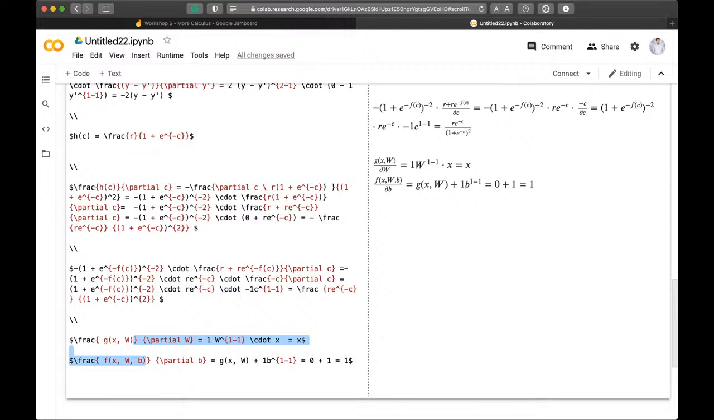You cannot get simpler than that, I think. This is just the power rule.